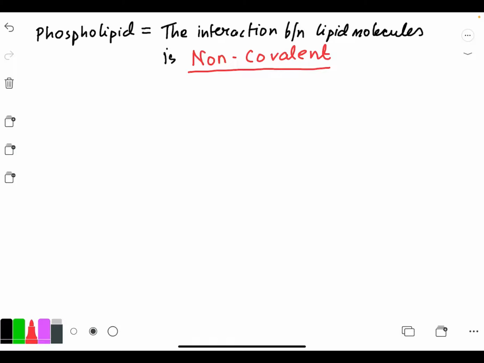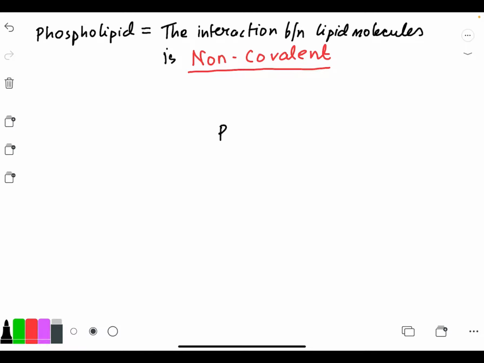If it was covalent, then the movement would have been restricted, because covalent bonds are very difficult to break, and if all the molecules formed covalent bonds between them, then overall the structure would become very bulky, and therefore it would reduce the mobility. Now as you know, the plasma membrane basically exists in two states.